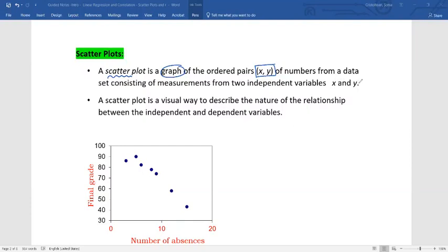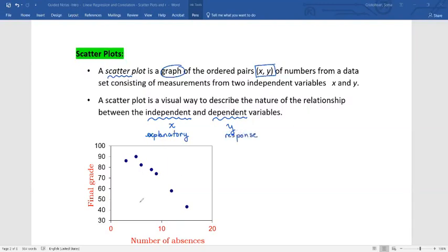So we are dealing with two data sets. We take one value from one data set, we take the corresponding value from the other data set, and we form a pair. This is called an ordered pair. If you recall, in algebra, we call the first one the independent variable and the second one the dependent variable. And a scatter plot is a visual way to describe the nature of the relationship between the independent variable, which was x, and the dependent variable, which was called y. In statistics, we will use different terminology. x will be called the explanatory variable, while y will be called the response variable.